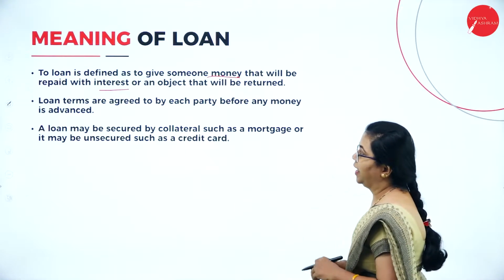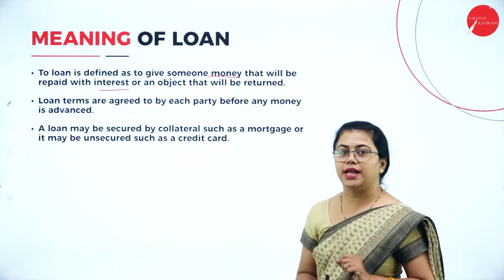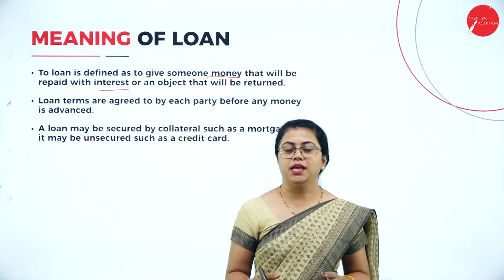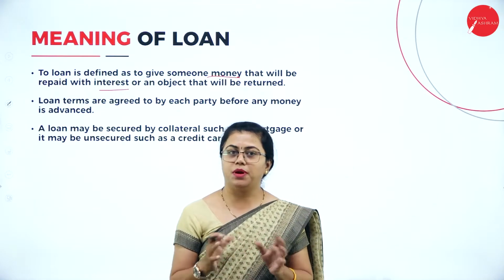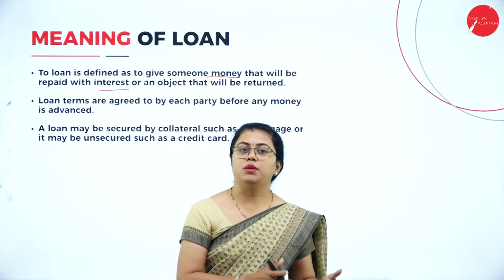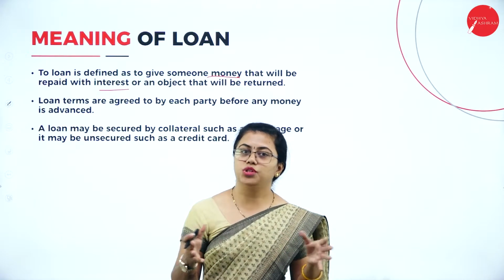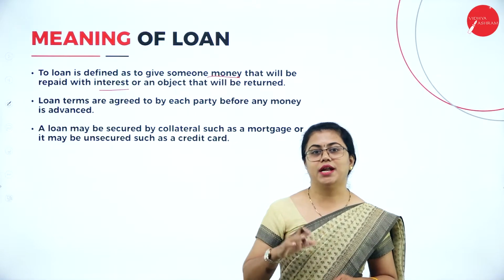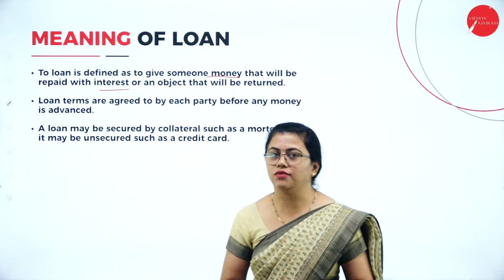Loan terms are agreed to by each party before any money is advanced. Before giving any money, before lending any money, there is a set of terms and conditions that each party has to agree. There will be two people involved in it. That is one person who is lending, the other person who is borrowing. Okay, so there will be usually two people involved in it, and there are few terms and conditions that both of them have to agree when money transaction is involved.